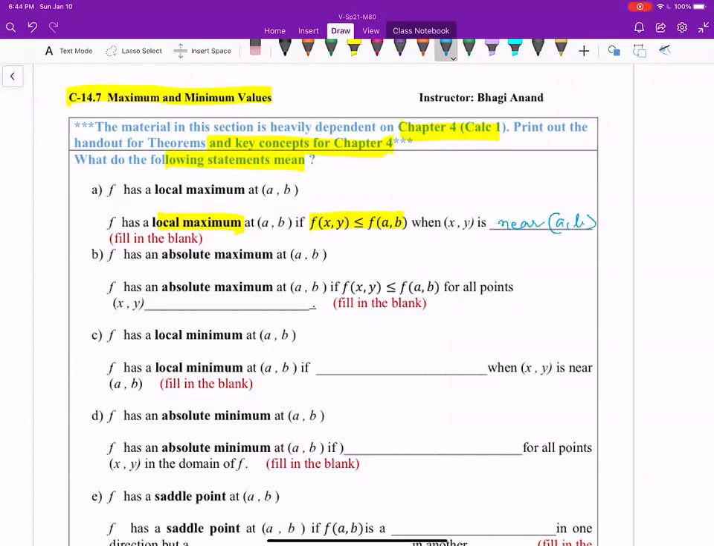And f has an absolute maximum at (a, b) if f(x, y) is less than or equal to f(a, b) for all points (x, y) in the domain of f.